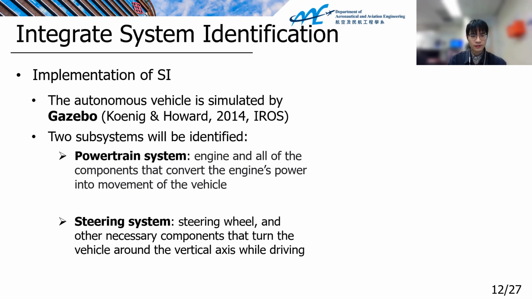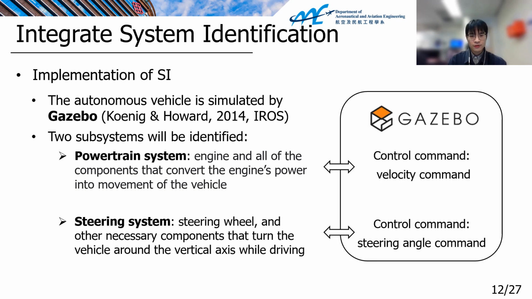In such a setting, we need to identify two subsystems. One is the powertrain system, another is the steering system. The powertrain system converts the engine's power into movement of the vehicle. In Gazebo, the control command of it is the velocity command. For the steering system, it turns the vehicle around the vertical axis while driving, and its command is the steering angle command. Now, I will firstly show how to identify the powertrain system.